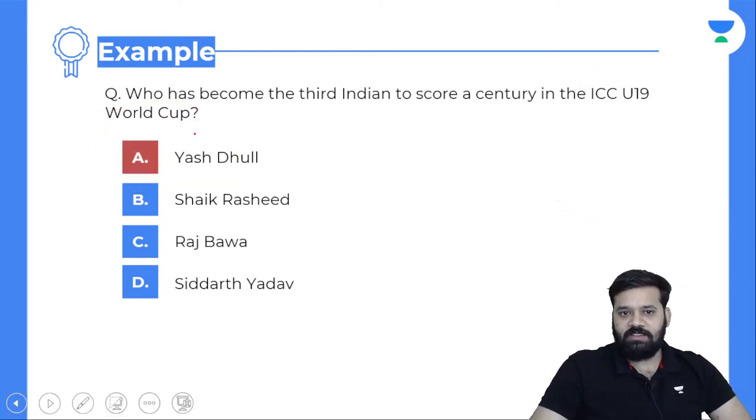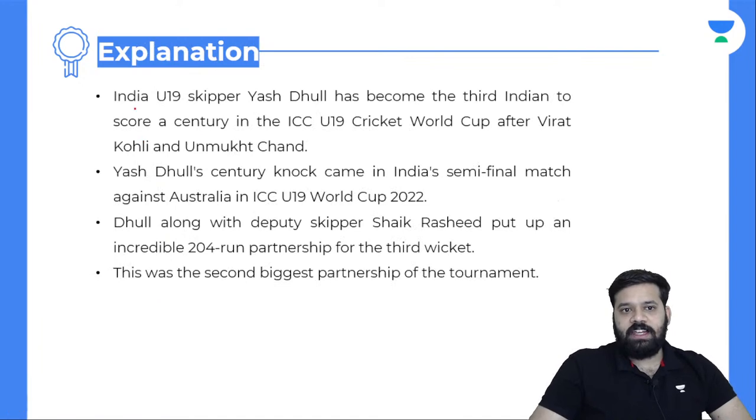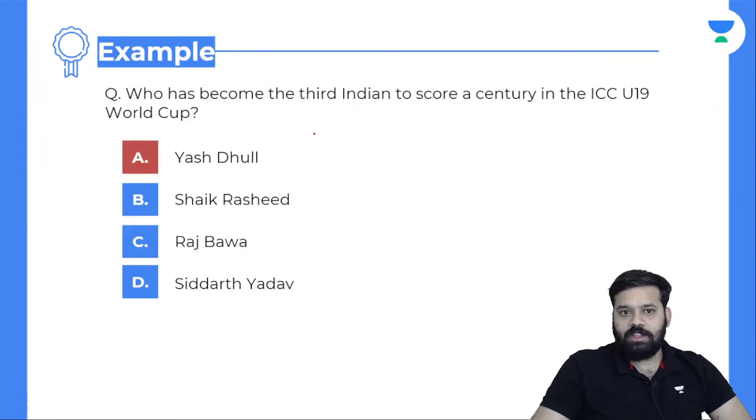Yashdul is the right answer. Well done, Ashif. Yashdul is right. The Indian Under-19 skipper means captain. Yashdul has become the third Indian to score a century in the ICC Under-19 Cricket World Cup, after Virat Kohli and Unmukt Chand. It is not Unak Dutt, it is Unmukt Chand.